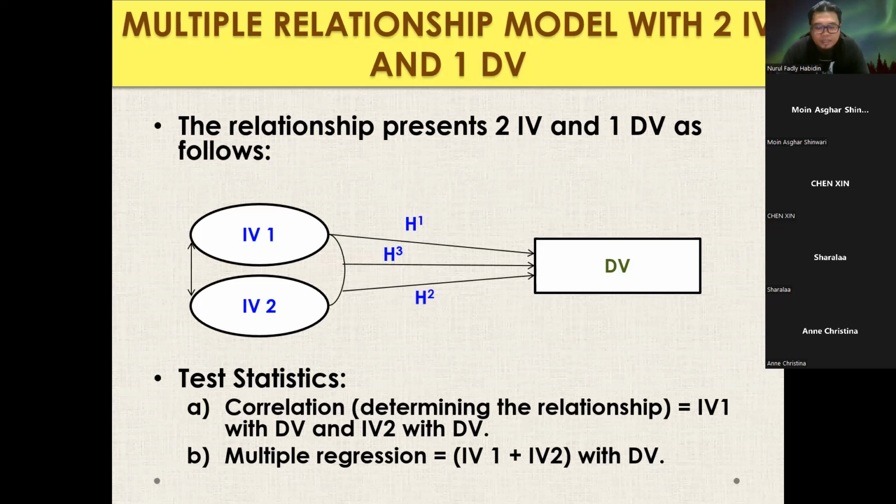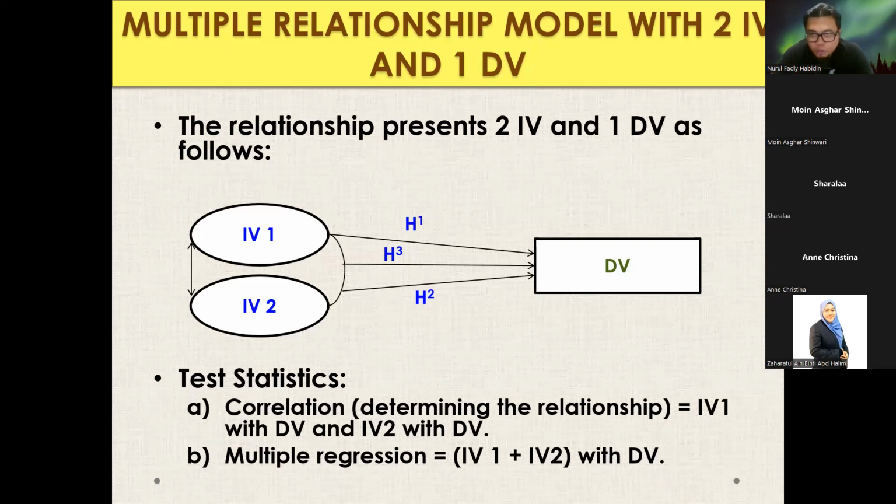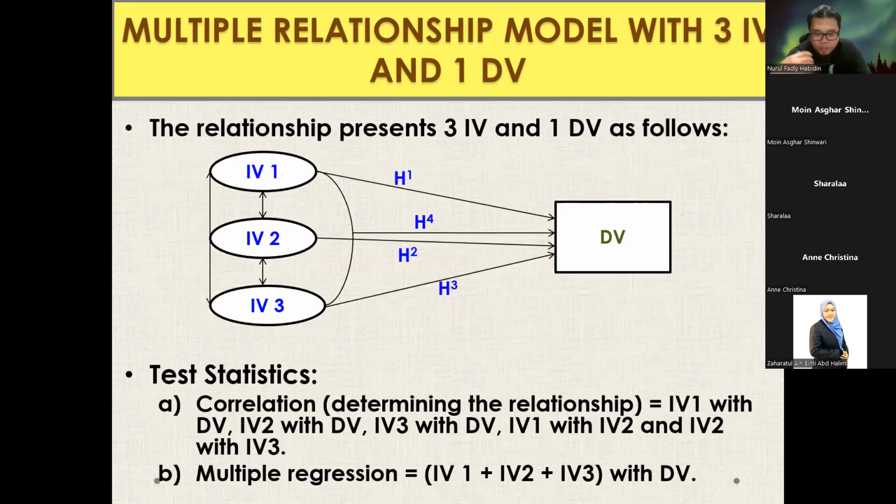Also, you can test by making it multiple. So IV1 together with IV2, make it multiple, to test toward DV. We can use multiple regression also because there is more than one independent variable. Okay, so we extend. So this is another example.